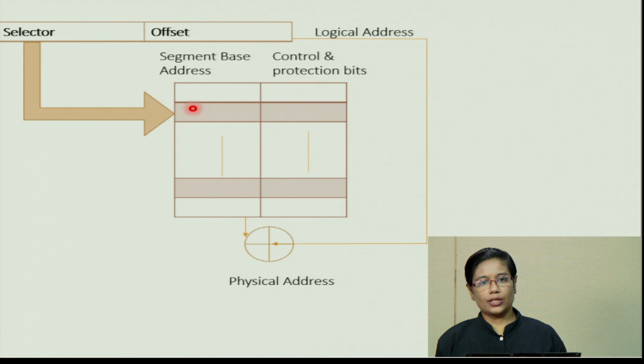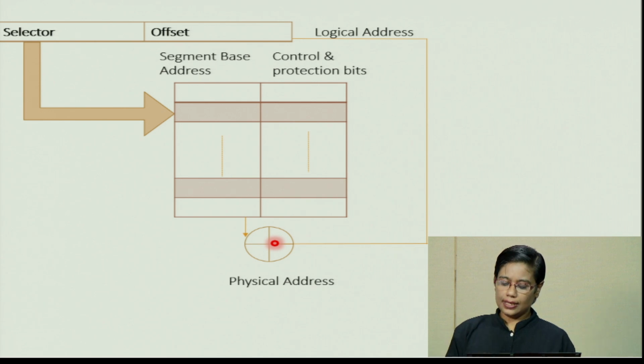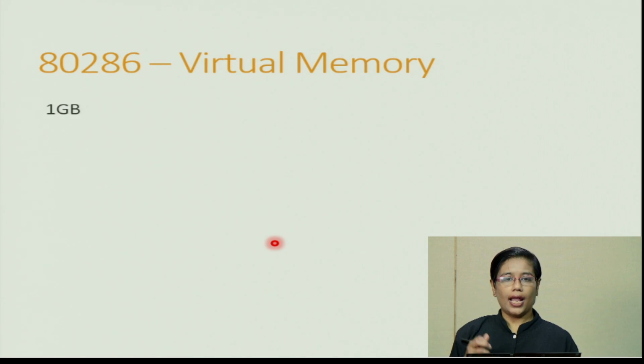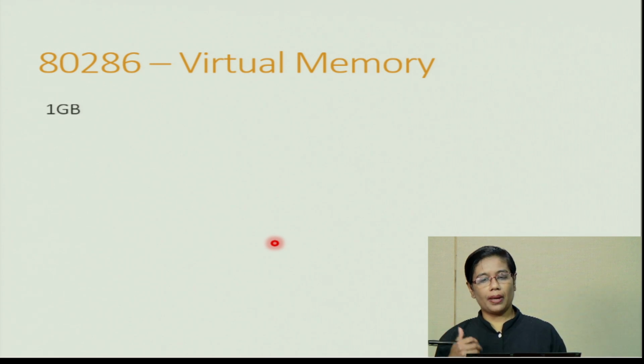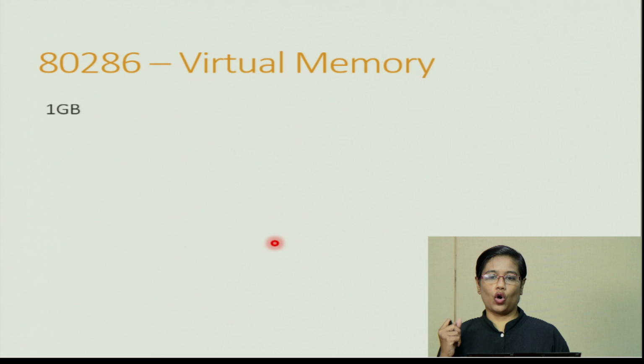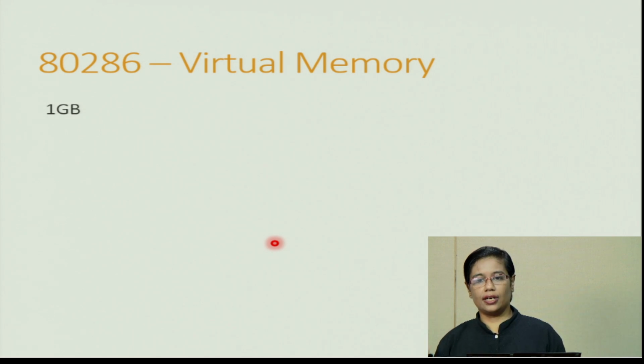The selector is going to point towards the segment base address. The segment base address will be added with the offset in order to generate the physical address. This is in case of 80286. The presence of the memory management unit allows 80286 to have up to 1 GB. We talked about virtual memory in 386 and 486 in the previous session. It can have up to 64 TB of virtual memory based on the concept of segments and pages. So segments will have selectors, pages will have descriptors, and so on.